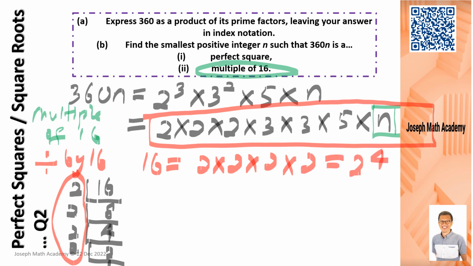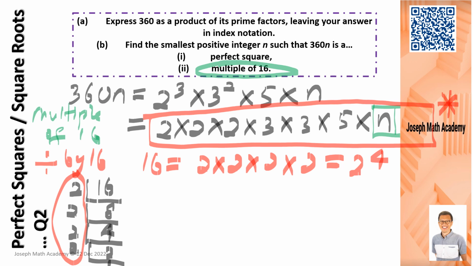Now, I'm going to put an asterisk on this expression: 2 times 2 times 2 times 3 times 3 times 5 times n. In order for it to be a multiple of 16, the asterisk expression must be divisible by 16. For that, the two sets of factors must be quite similar. That means we should be able to see the factors of 16 inside the expression with the asterisk.